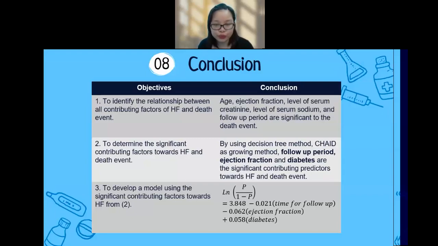And for my second objective, by using the decision tree method and by using chi-square automatic interaction detection as the growing method, follow-up period, ejection fraction, and diabetes are significant contributing predictors towards heart failure and death event. And for the third objective, a model is developed.